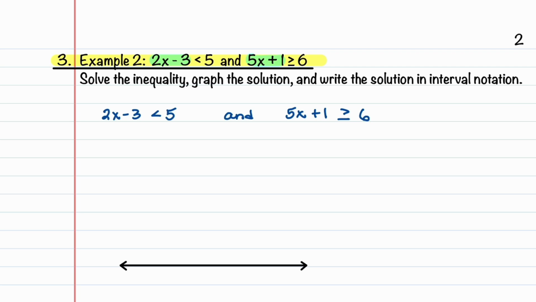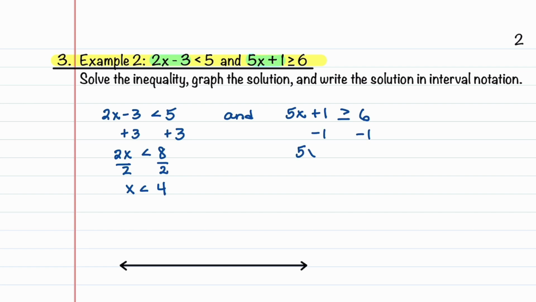We want to get 2x by itself, so let's add 3 to both sides. That gives us a 2x on the left, and that's less than 8 on the right. Then we're going to get x by itself, so we're going to divide each side by 2, and we get x is less than 4. Let's now go ahead and work on the piece on the right. For that piece, we want to get the 5x by itself, so let's subtract 1 from both sides.